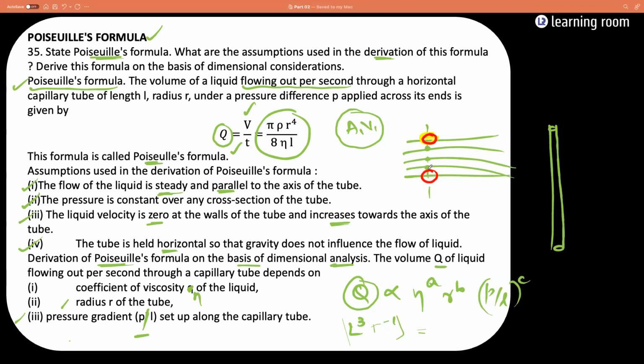So the liquid velocity is zero at the walls of the tube because walls are fixed surfaces, and it increases towards the axis of the tube. For example, a cylinder's axis is exactly at the center. So whether you come from the bottom or from the top, at the center, the velocity of the liquid is going to increase. That's what they're saying.